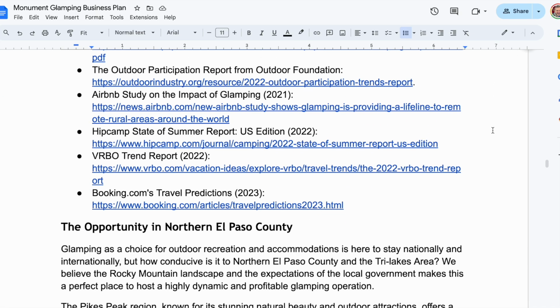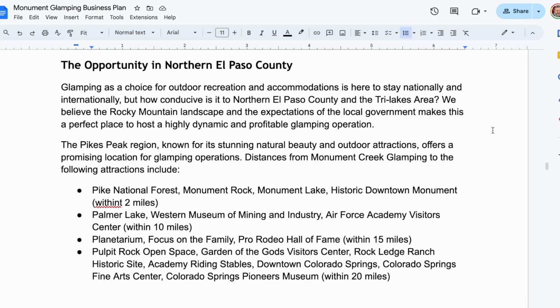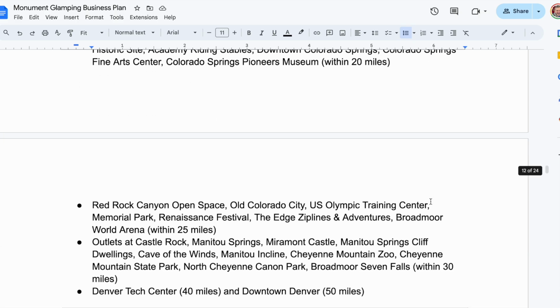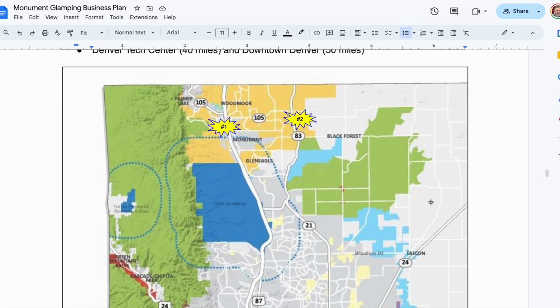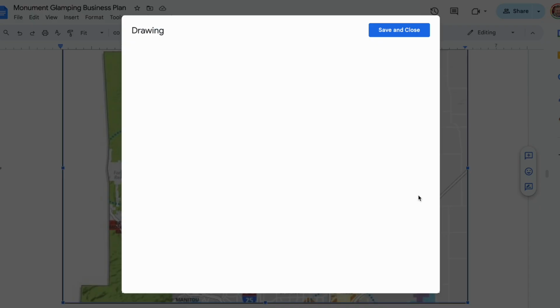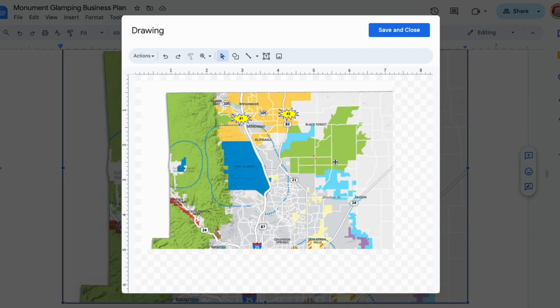We have opportunities in northern El Paso County, and I show them that opportunity. I talk about my distances from different places that are attractions. I have a map. I think I made it in Drawing. Yeah, see here. So I took a screenshot of the map of the area, and I inserted these number 1 and number 2.